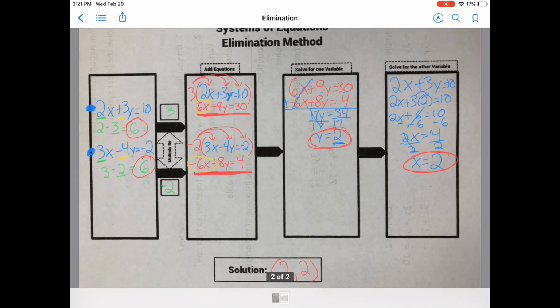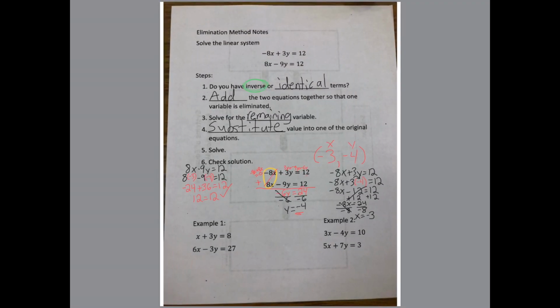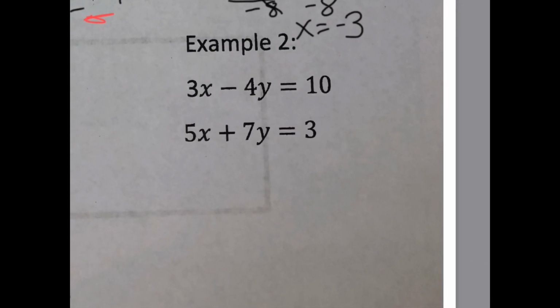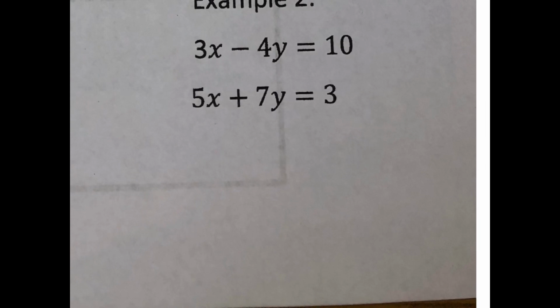Now I wanted to do one of these examples that we did today. In this example, we do not have inverse or identical terms. So we want to choose one of the terms to get rid of, either the x terms or the y terms. I chose x values, it does not matter which one.